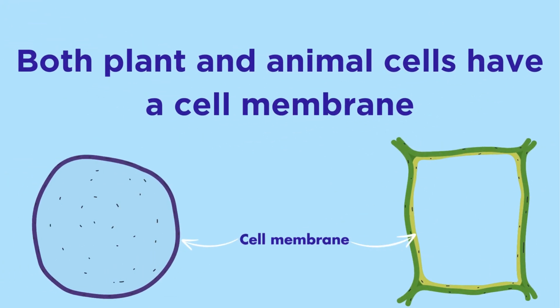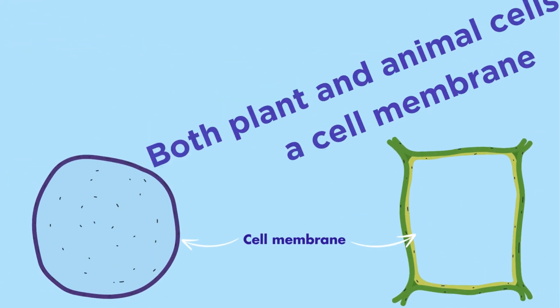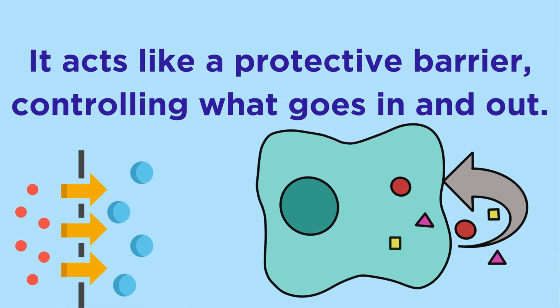Number 1. Cell membrane. Both plant and animal cells have a cell membrane. It acts like a protective barrier controlling what goes in and out.